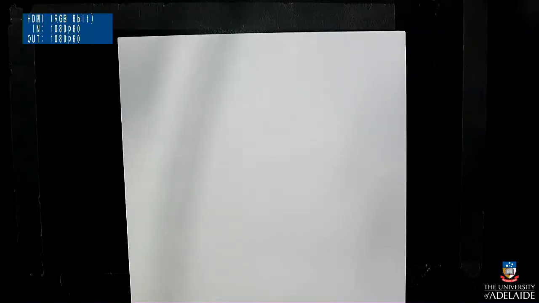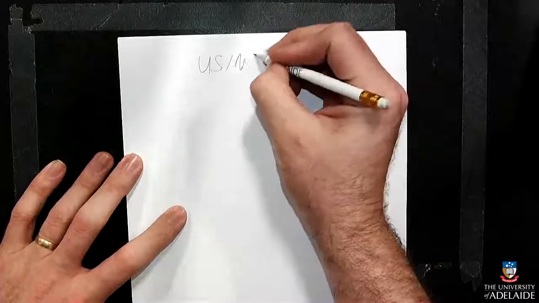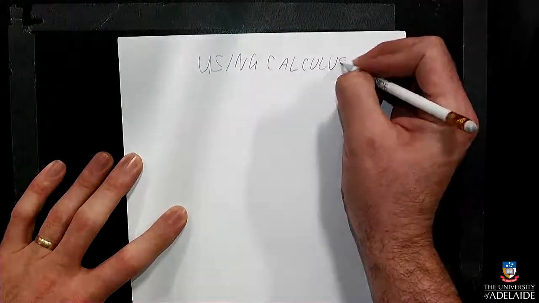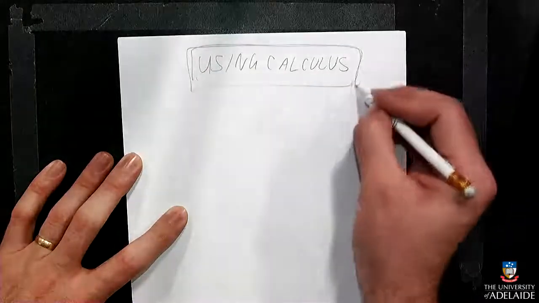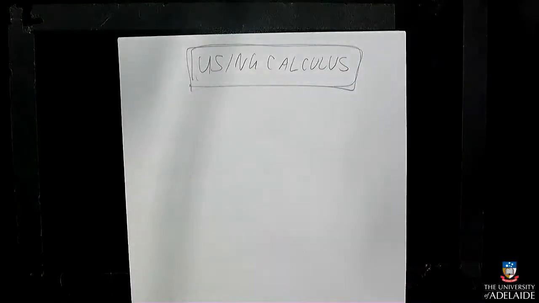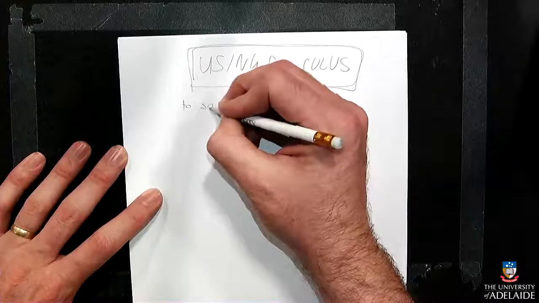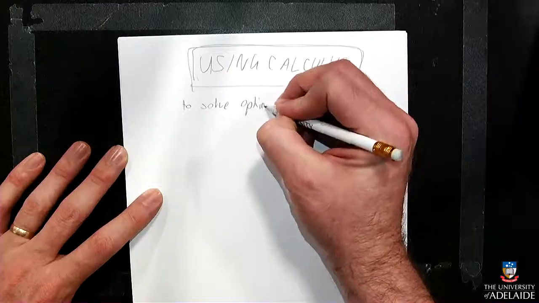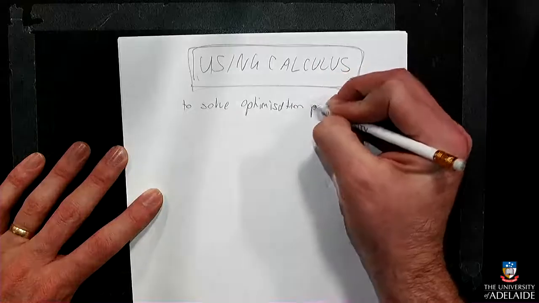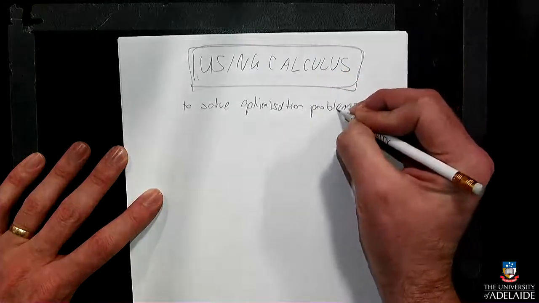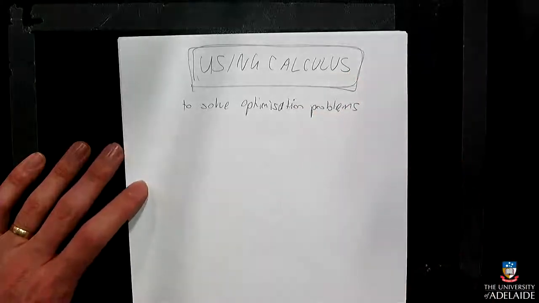This is the third in a series of lectures on using calculus. In the first two, I showed how I could use calculus to figure out the shapes of graphs of functions. And now I'm going to use those same techniques to figure out how to solve problems where you're trying to find the maximum and minimum of things, to solve optimization problems, which means finding the maximums and minimums.